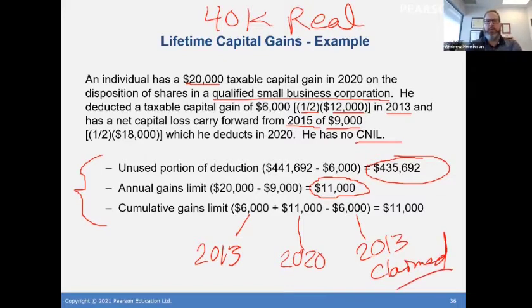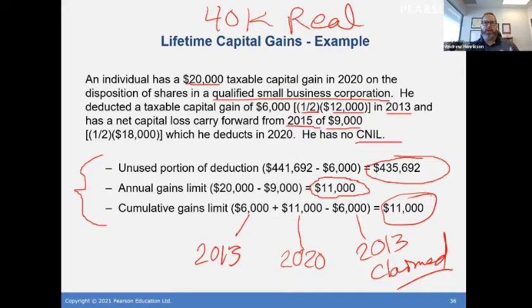So in other words, you had a $6,000 gain, you already used it. So cumulatively, we still only have 11,000 that we can work with. We can't do 17,000 because you already got rid of 6. It's a little convoluted, but if you break it down step by step, it makes sense.